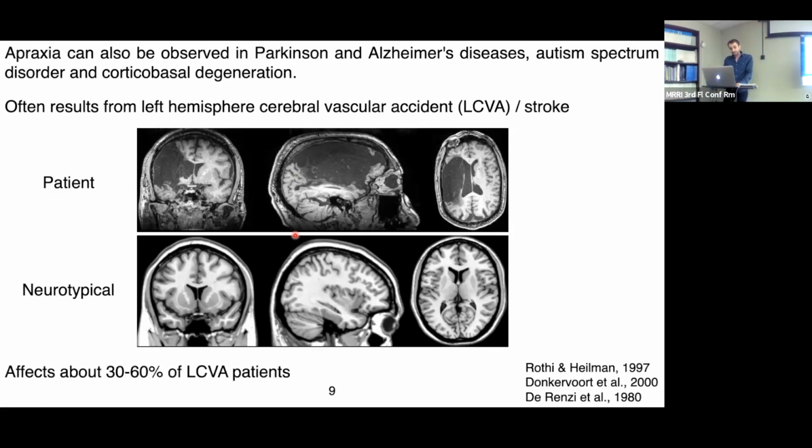And when we are talking about left stroke, not all the patients are apraxic. There's not a very precise estimation, but so far studies suggest that around 30 to 60% of left stroke patients may show some sign of apraxia. I guess it depends on how we define apraxia and the test that you are performing.